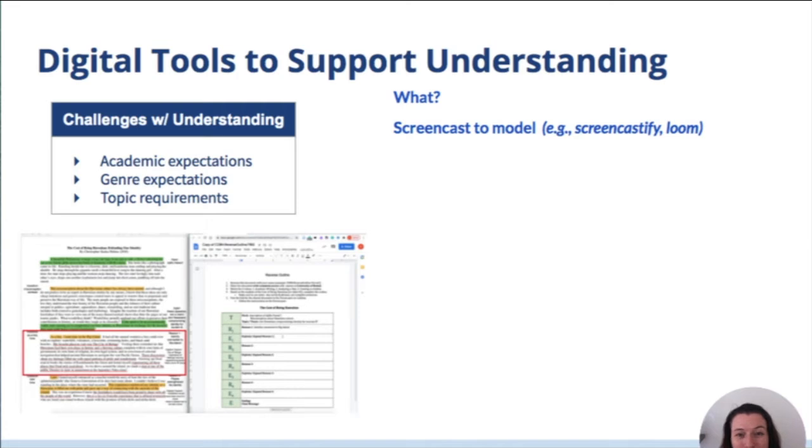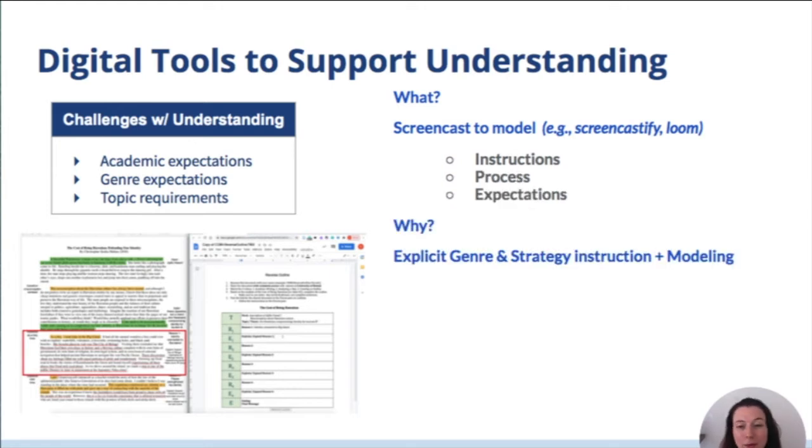Well, one of the best things you can do is screencast and model. Actually show your students exactly what you want them to do. If you have complicated instructions, screencast and show your students where to click, where to type, what to do, so that the expectation is very clear. This helps us provide explicit genre and strategy instruction and the modeling.